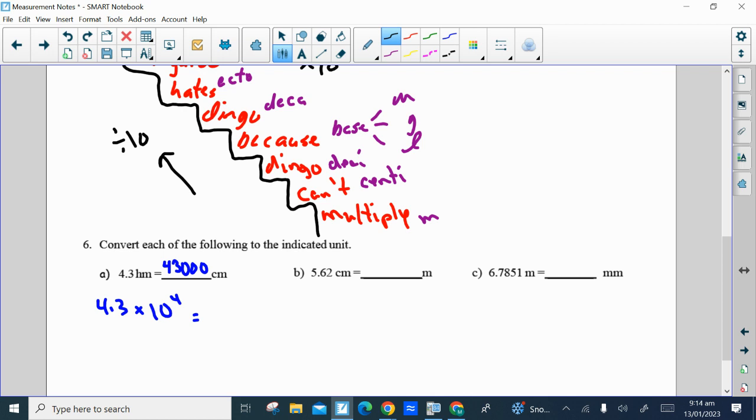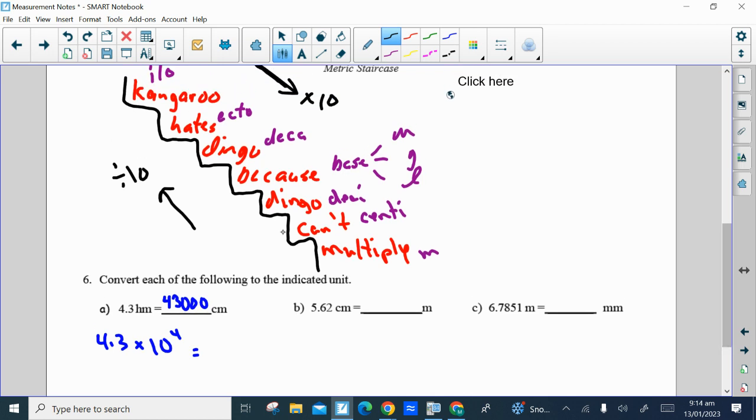Okay? Question B, we're going from centimeters up to meters. So from centimeters up to meters, you have to go up 2 steps up the staircase. And every time you go up the staircase, you're going to divide by a factor of 10. So now we're going to have to divide by 10 twice. We're going to have to divide by 10 squared. And whenever you divide by 10, the answer gets smaller. The decimal moves to the left 2 spots, which means you'll have to have a 0 in front of the 5 when the decimal moves to the left 2 spots. And your answer is 0.0562.